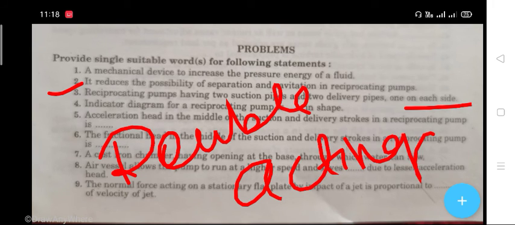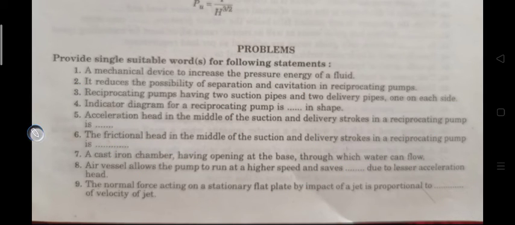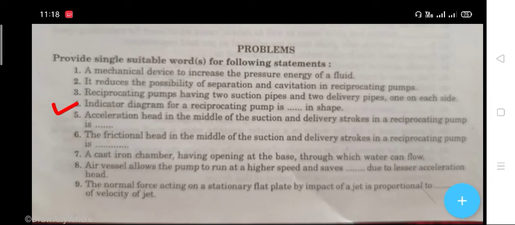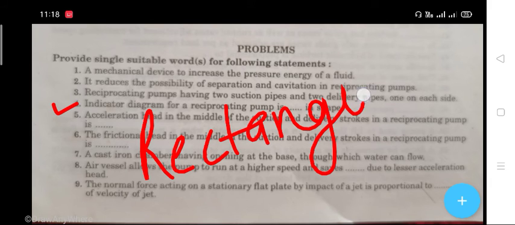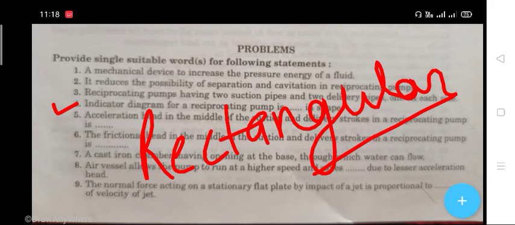The next question, question number 4: the indicator diagram for a reciprocating pump is dash in shape. The right answer is rectangular.